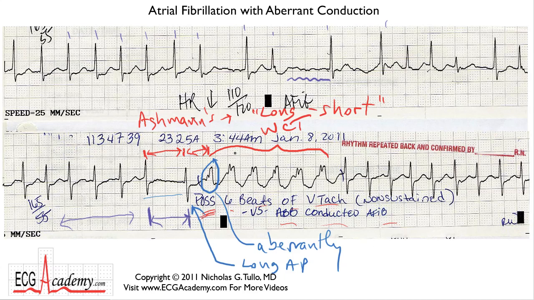Now you'd ask, well, why is it that you got a run of wide complex beats? Because if you look at beat number 2 over here, it doesn't have that long-short pattern, so why did it conduct with a bundle branch block? Well, that's where this basic course introduces you to some advanced topics.